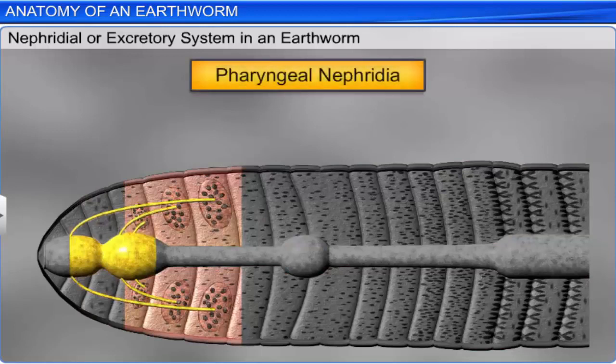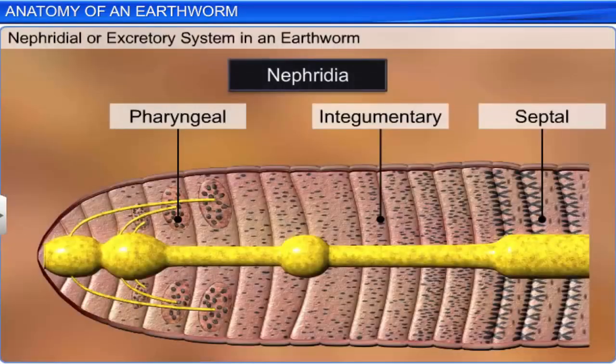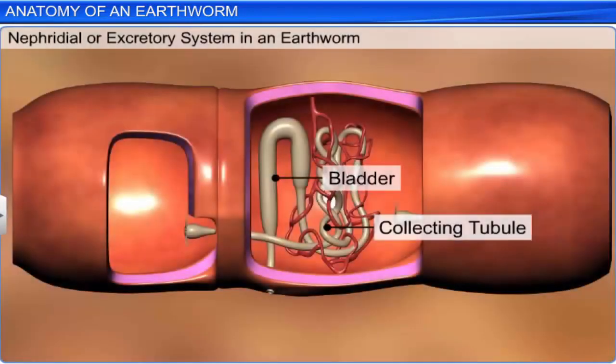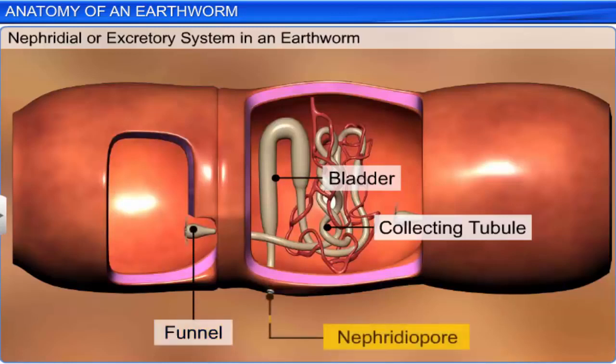The pharyngeal nephridia occur as paired tufts on either side of the pharynx and esophagus from the 4th to the 6th segments. All 3 types of nephridia have similar structures and regulate the volume and composition of body fluids. Each nephridium has a funnel that collects excess coelomic fluid. This funnel links to a tubular part of the nephridium from where waste is discharged through nephridiopores.